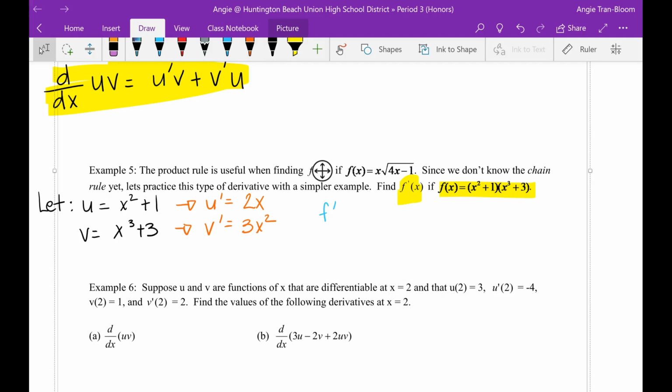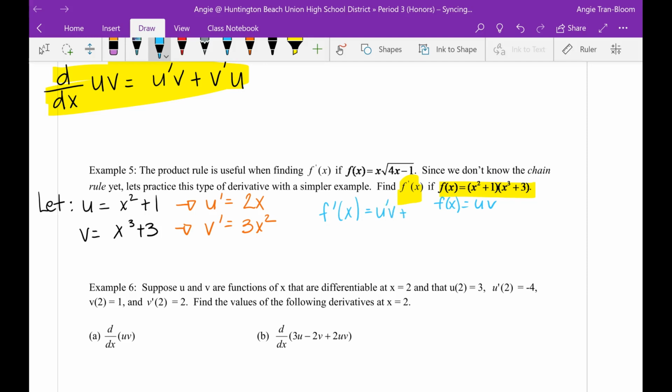f prime of x is the same as the derivative. What does the rule say? What is the derivative of U times V? Because this is pretty much saying U times V right here. So f prime is what? U prime times V plus V prime times U. Yes, you got to know that. So what is U prime? Well, U prime is this right here.